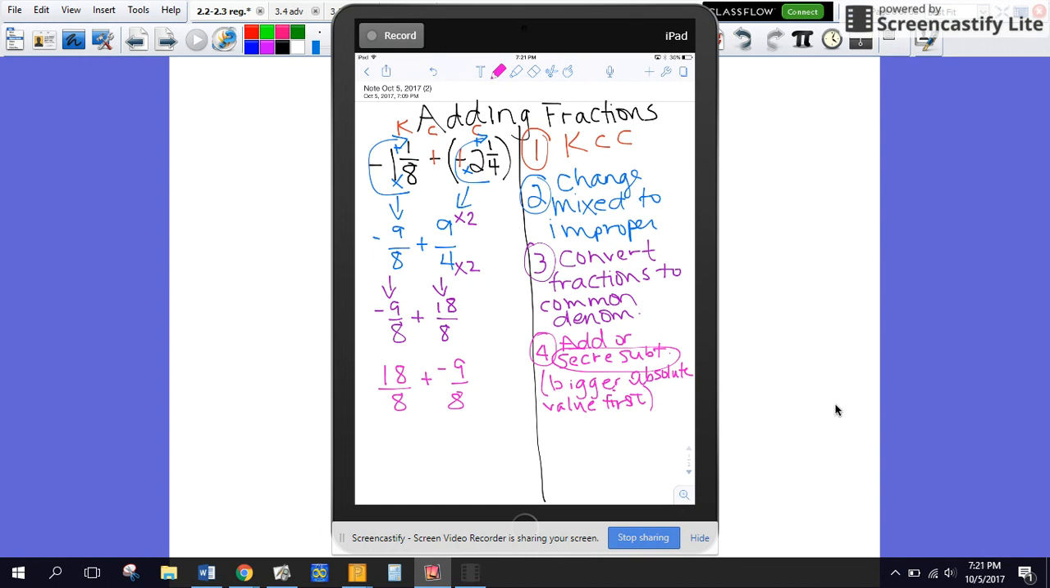When I subtract, my denominators stay the same, and 18 minus 9 is 9. And because I have 18 positives compared to the 9 negatives, my answer would be positive. Okay, only 2 more steps left to go. Grab your next color. Step 5 is going to be to make mixed numbers. So make it a mixed number. That's if you have an improper fraction. And simplify if needed.